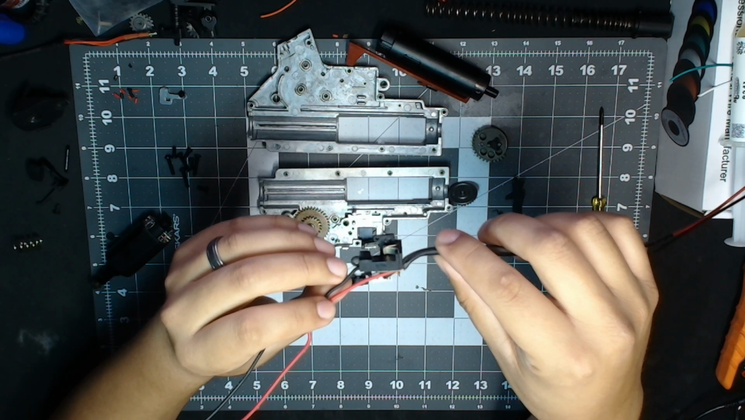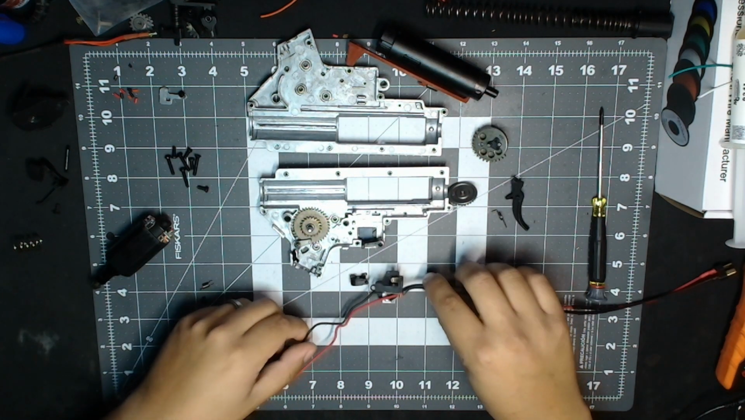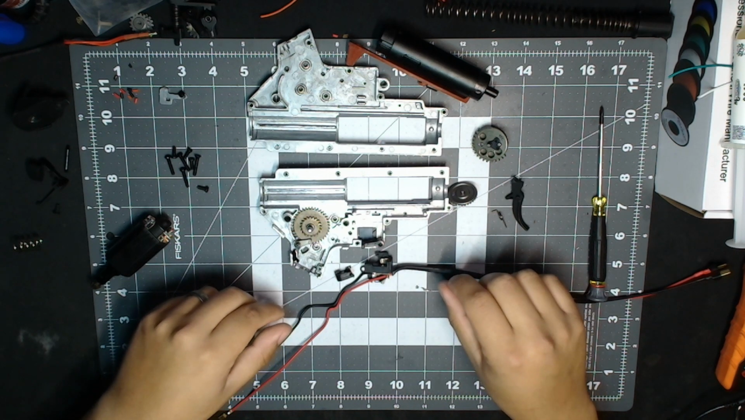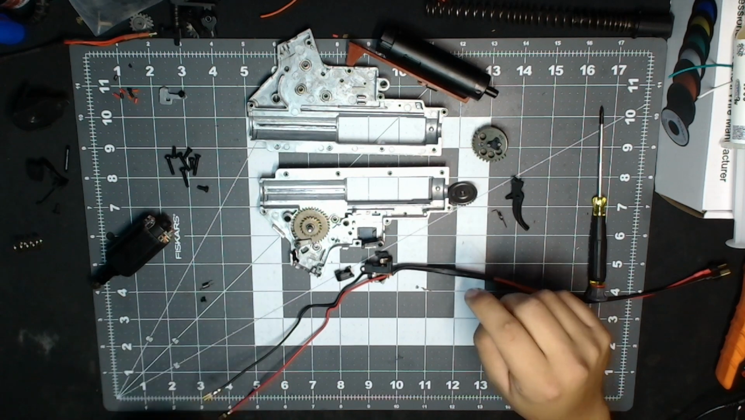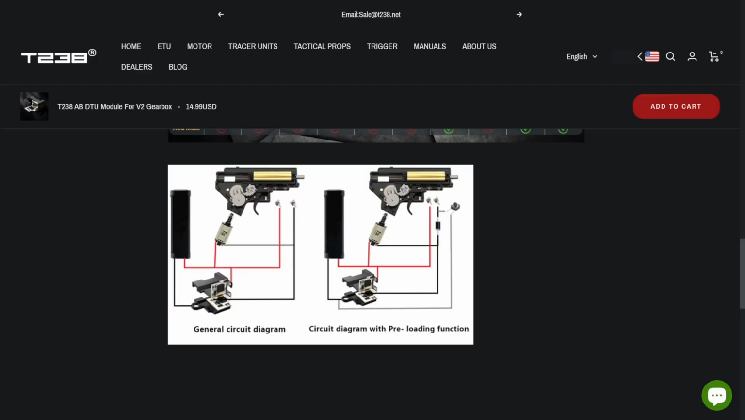So when I took it out and started inspecting it, I wasn't really sure what kind of wiring I needed and how the wiring was going to be laid out essentially. So I referenced T238's website, and I'm going to switch over to it in a minute. And this is the wiring diagram they have here. Now, looking at the wiring diagram, I realized that this unit is kind of for a gel ball gun, just because the gel ball gun has the two contacts on the underside of the gearbox where the magazine would basically be inserted. So I followed the general circuit diagram.